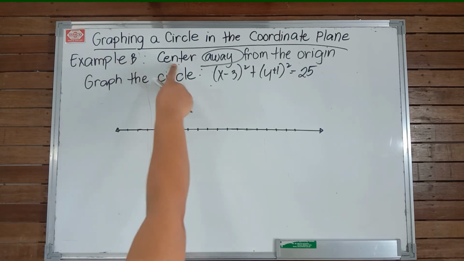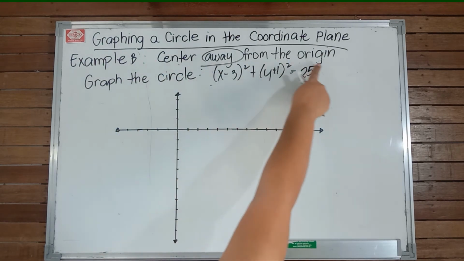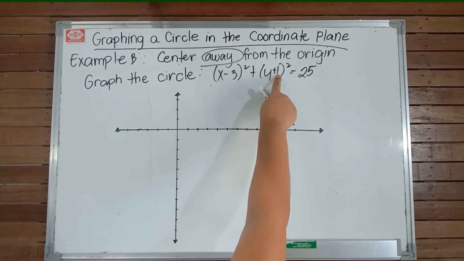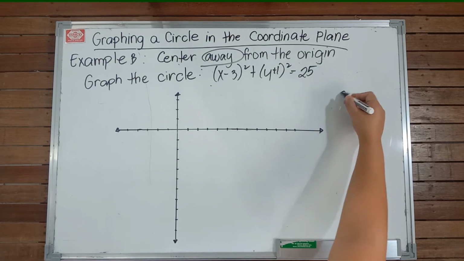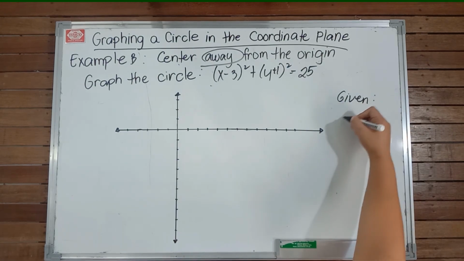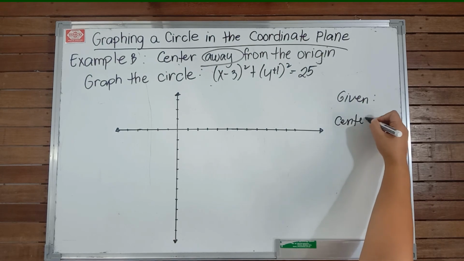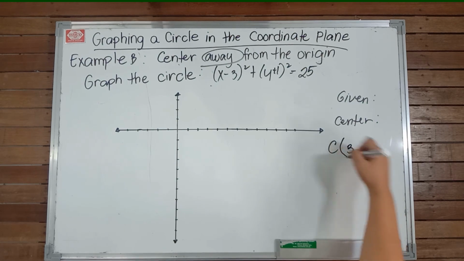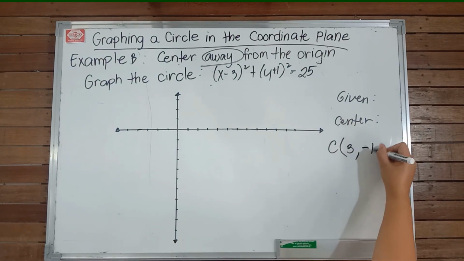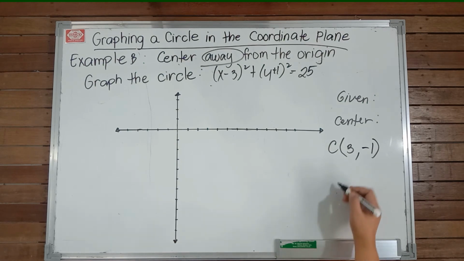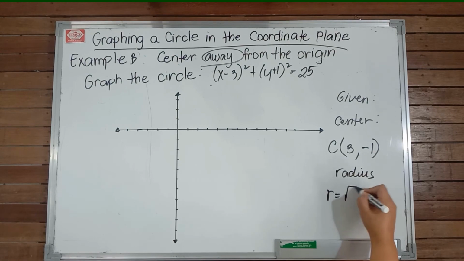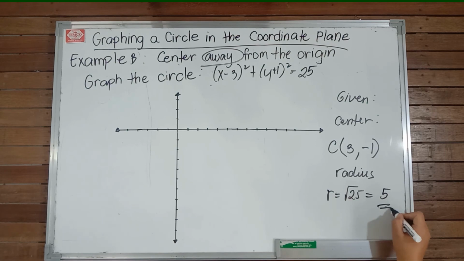For our example B, which is the center is away from the origin, graph the circle quantity x minus 3 squared plus quantity y plus 1 squared equals 25. So our given is the center is at 3 and negative 1. Bakit negative 1? Eh, di ba ang formula ng y minus k is minus. Kaya siya naging plus, negative yung 1. And our radius is the square root of 25, which is 5. So, that is our radius.